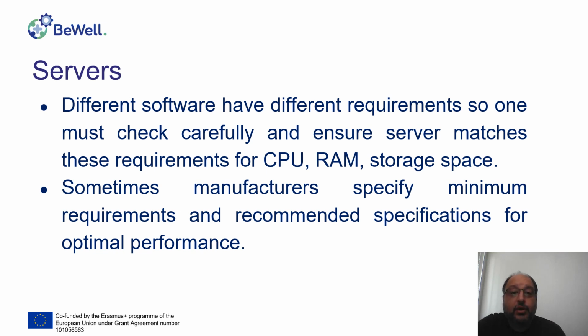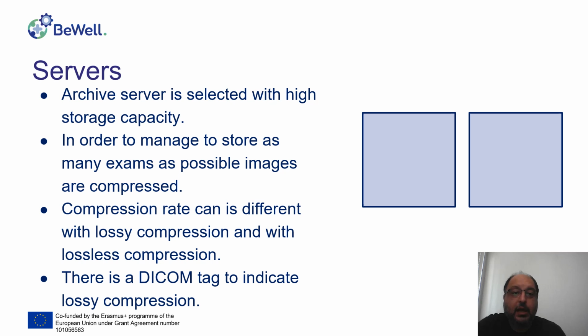The servers: usually there are two servers, one main server on which the system runs, and the archive server. On the main server, you have to check and ensure you have enough memory, that the CPU is compatible, and that there is enough storage space. And this is specified by the manufacturers. In many cases, there are minimum requirements and recommended requirements.